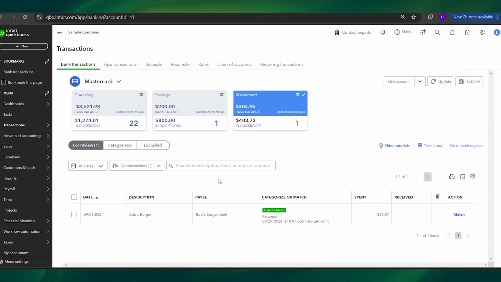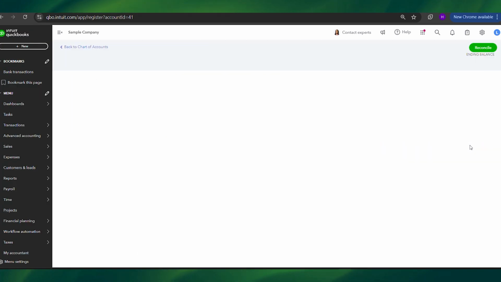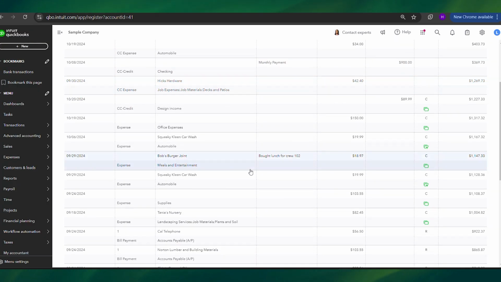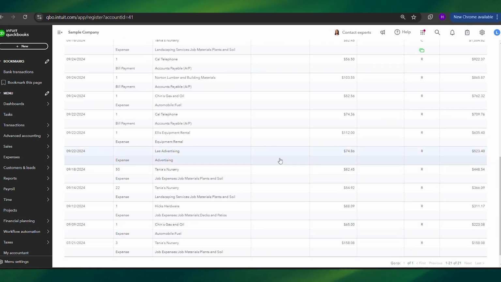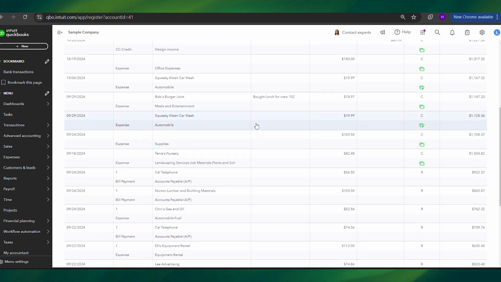So now we're back in the bank feed and we see how it popped up again, and it's matching to our expense that was entered. So we're going to match it. And then now whenever we go look in the bank register, we're only going to see the one transaction for Bob's Burgers.